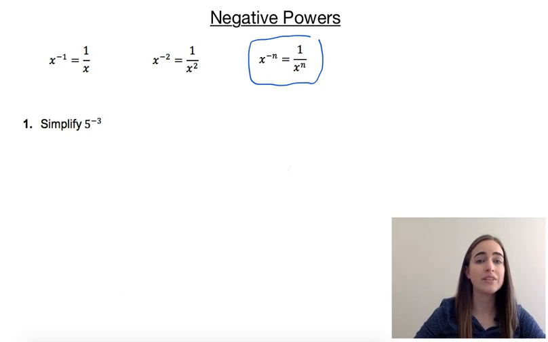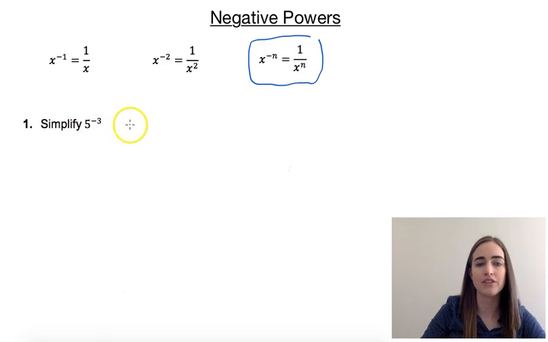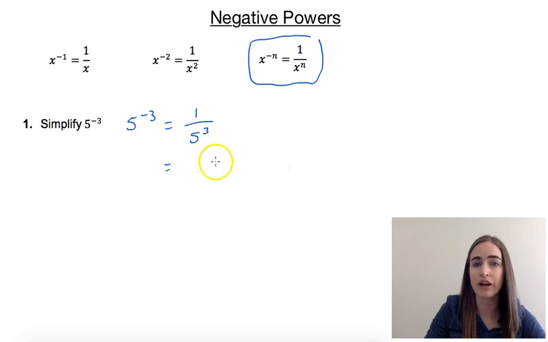Let's have a look at a few examples. So our first one says simplify 5 to the power of minus 3. So we know that 5 to the power of minus 3 can be rewritten as 1 over 5 cubed. And 5 cubed, 5 times 5 times 5, would be 125. So simplified, it is 1 over 125.